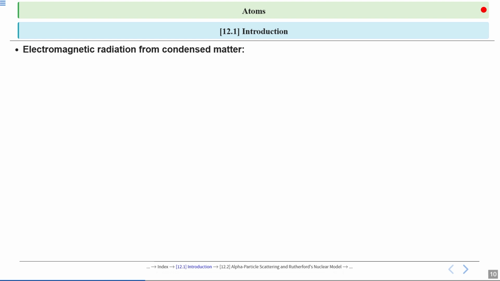Okay, let's start by looking at electromagnetic radiation from condensed matter. So condensed matter refers to solids and liquids where particles are packed closely together.